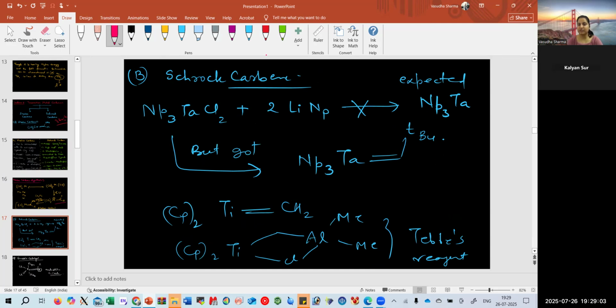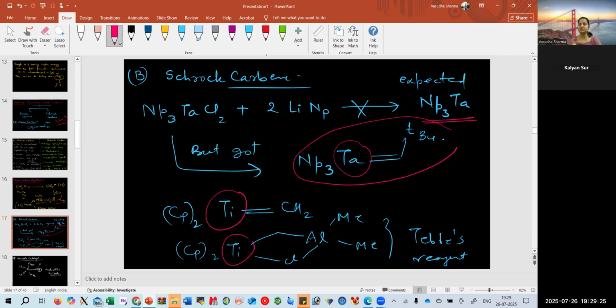Similarly, Schrock carbene was a discovery out of an accident, because it was intended that after treating tantalum chloride with lithium neopentyl, it would give you a particular species, but it ended up giving a Schrock carbene, where tantalum is in a higher oxidation state, and the carbon over here is more nucleophilic. And these are other examples with titanium, where it is again a plus four oxidation state. This is Tebbe's reagent. So these are different examples of the Schrock carbene that we discussed.